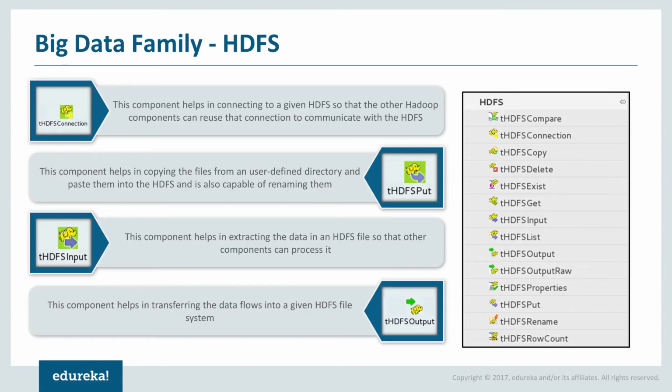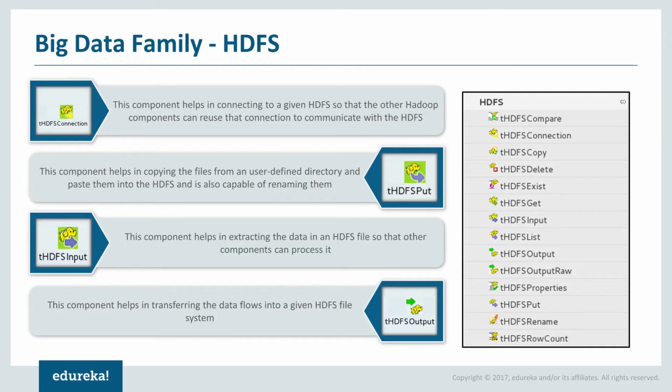These are the major HDFS components, and we have other components as well: we can compare HDFS files, copy, delete, check whether a file exists before processing it. We can have raw output. We can check the properties of an HDFS file. We can rename or get the count. All these are already available. These are the widely used components. So this is the complete family for HDFS.